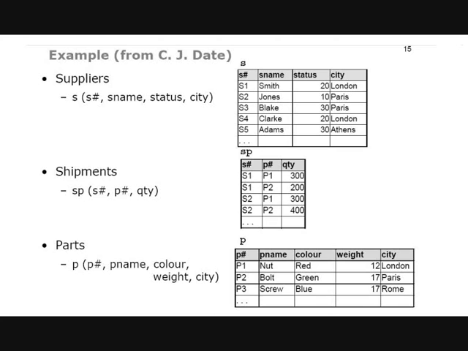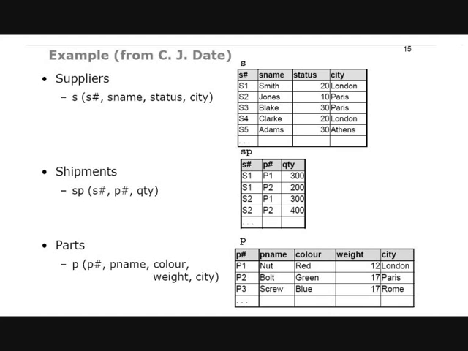And what we have is a table which is going to implement the object supplier. It's going to have a supplier number, a supplier name, a status, and a city where the supplier is located. And then we might have another table for the shipments. That is going to have the supplier number, the part number that has been shipped, and the quantity. And then we might have another table, the parts table, which has a part number, a name, a color, the weight of the part, and the city where it's being shipped to, or where the part is required.